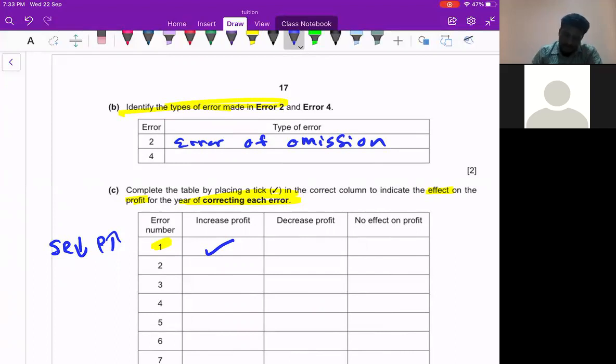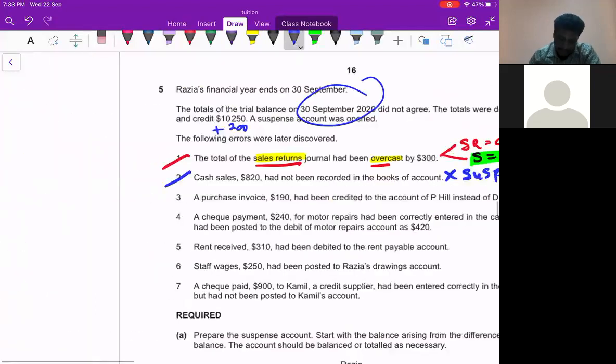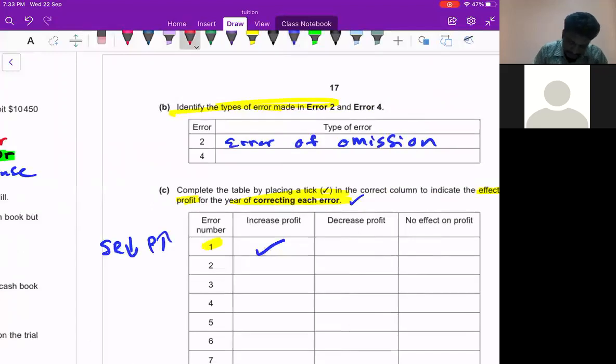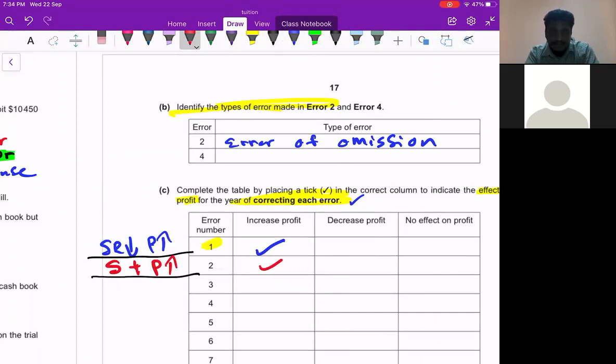Then, if you do the correction, so now you record. Your cash sales is your income. You forget to record the income. So now you record the income. So your sales will be increased. You plus the sales, right? If you plus the sales, profit will be increased also. You forget to record the sales, now you record the sales, your profit will go up. Correction is profit increase.